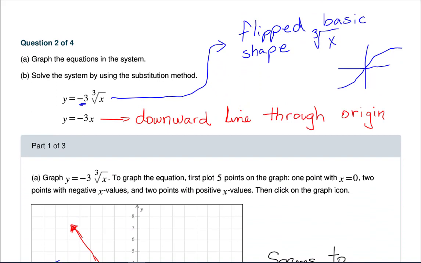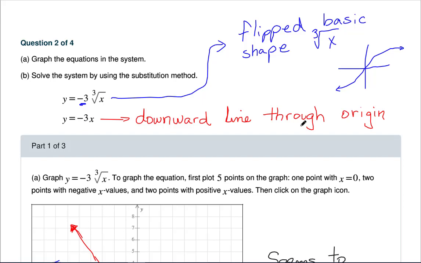All right, question 2. Let's see, we have a different nonlinear system. Let's see, one of these, y is minus 3x. That's a downward line through the origin. This cube root, if you think way back to our basic shapes, it was one of our basic shapes. And here it is. It's the cube root function. So the cube root function looks like this. Ours has a minus, so it's actually flipped over.